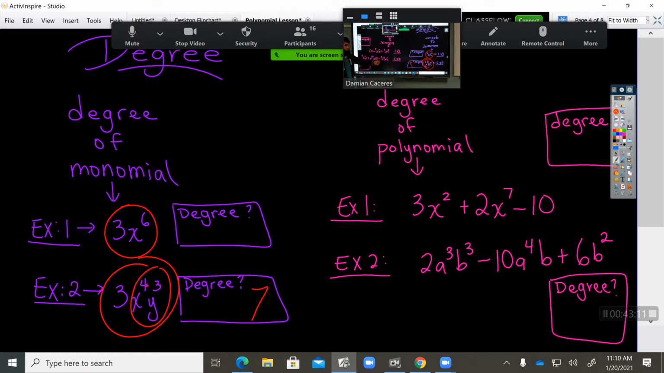How many you got here? 3 and 3 is 6. 4 and 1 is 5. And 2. Which one's higher? 6. So the degree is 6. You with me? It is that simple. That right there will get you to 100 on the polynomial IXL because it's just vocabulary. You with me? All right, I'm going to put that on Google Classroom.